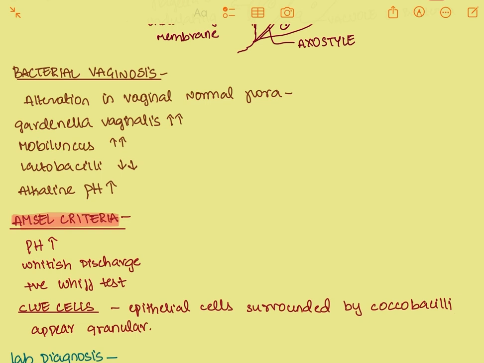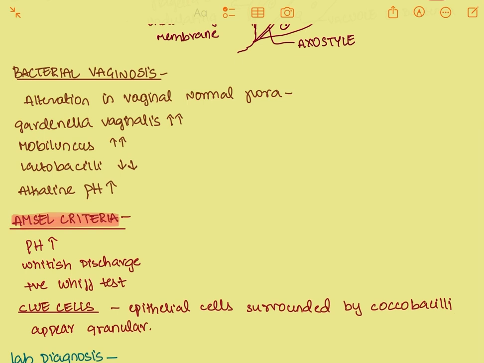So these are the points you have to remember under bacterial vaginosis. Again, this is not due to any new invasion by an organism. It is due to alteration of the normal vaginal flora. Some organisms are increasing in number, some are decreasing. The lactobacilli are decreasing, that's why the pH is moving towards the alkaline side. As the lactobacilli, which cause acidity, decrease, the pH moves towards the alkaline side.